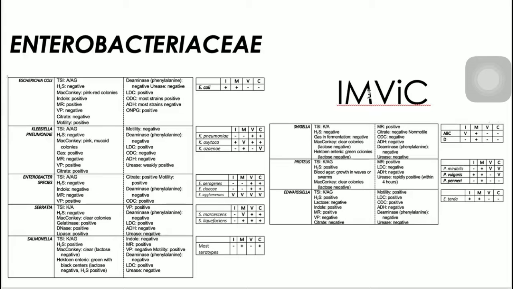Okay? So let us go through these one by one. No? So we have your Escherichia coli. For your MacConkey, they are pink-red colonies. Why? Because Escherichia is a lactose fermenter. The indicator of MacConkey is neutral red. So when acid, the neutral red will turn red. When alkaline, it will turn yellow.